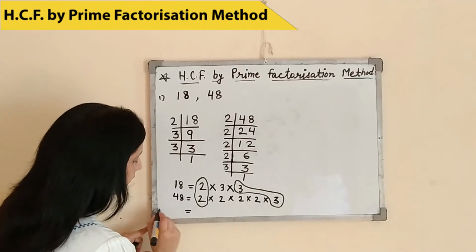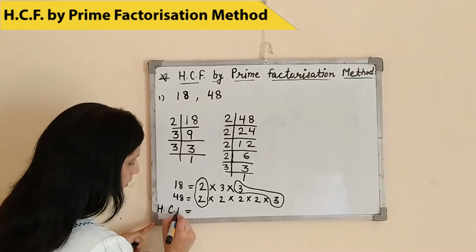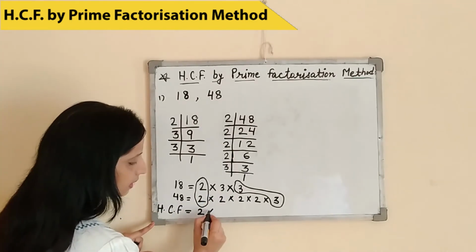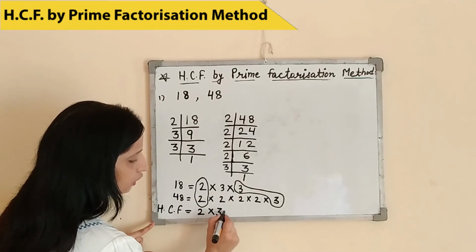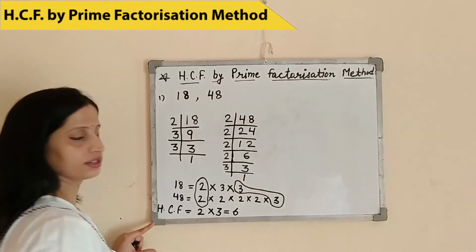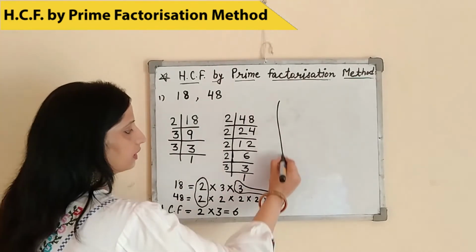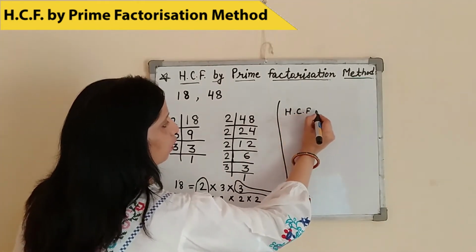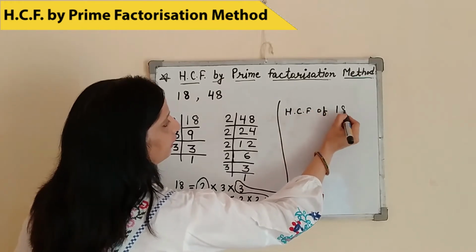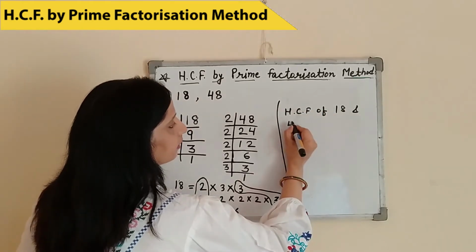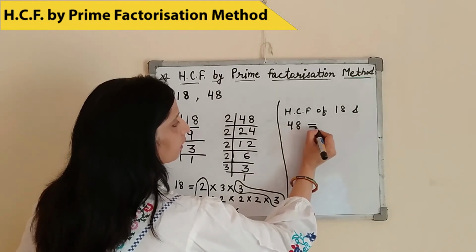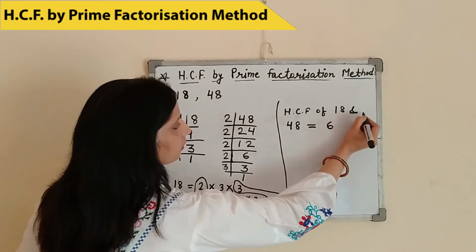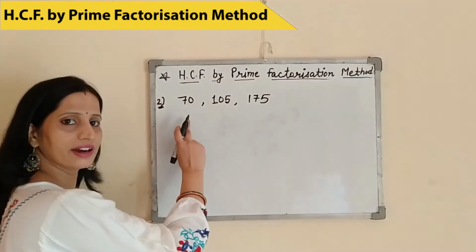So the SCF will be 2 multiplied by 3. 2 3s are 6. So this means SCF of 18 and 48 will be 6. Okay. So now we will take another example.